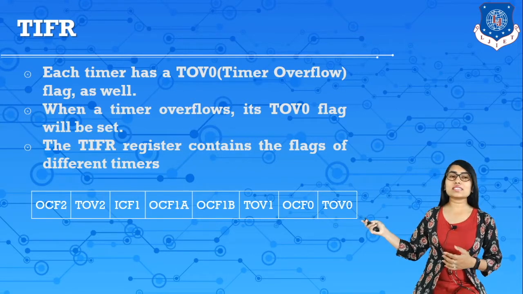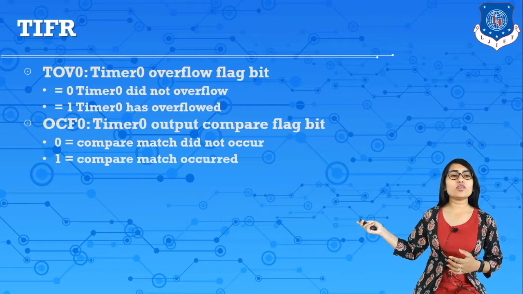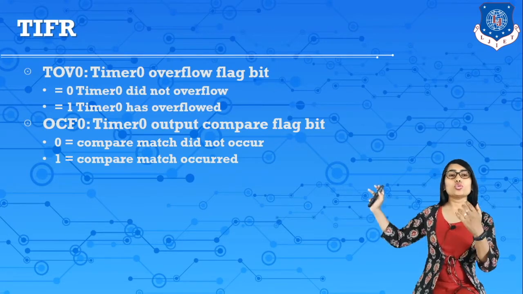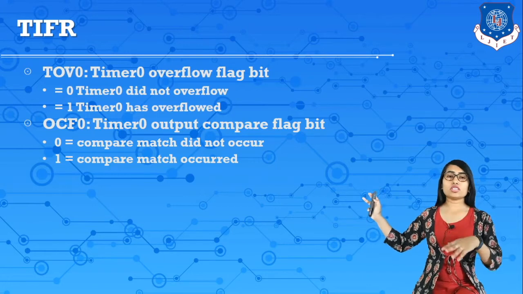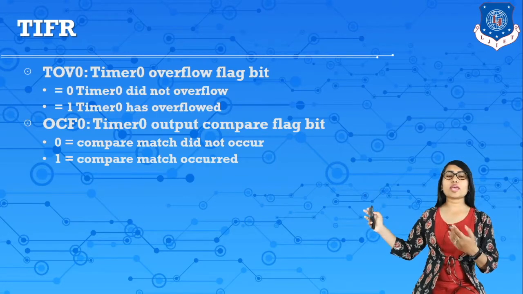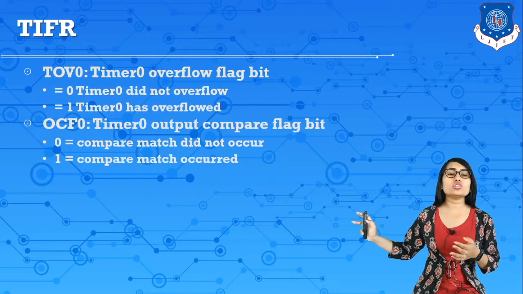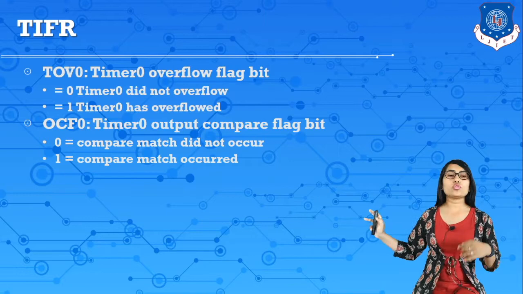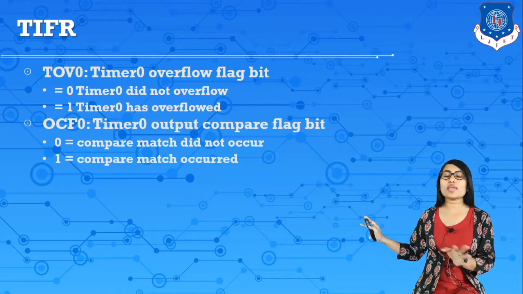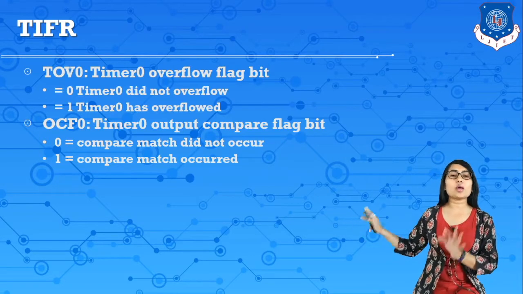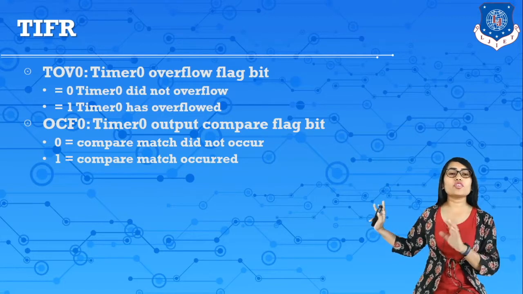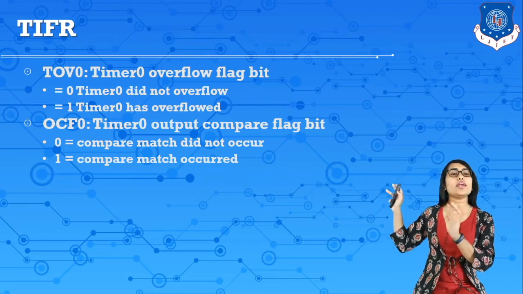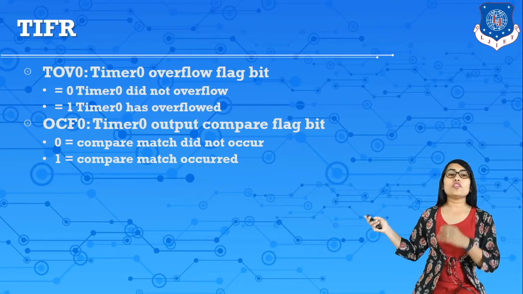So let's discuss this. First TOV0, the timer 0 overflow flag bit. When 0, that means timer 0 did not overflow. 1, that means timer 0 has overflowed. Then OCF0, the timer 0 compare flag bit. Whenever it is 0, that means compare match did not occur. 1, that means compare match occurred. This OCF is used for CTC mode, and this TOV is used for normal mode operation of timer 0.